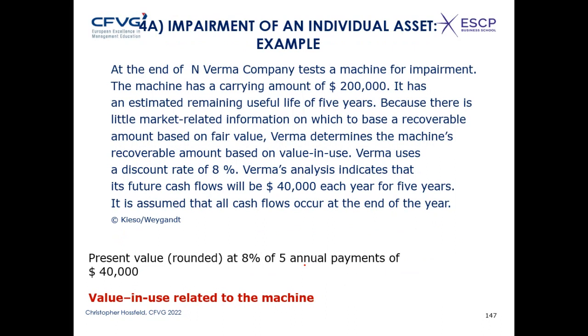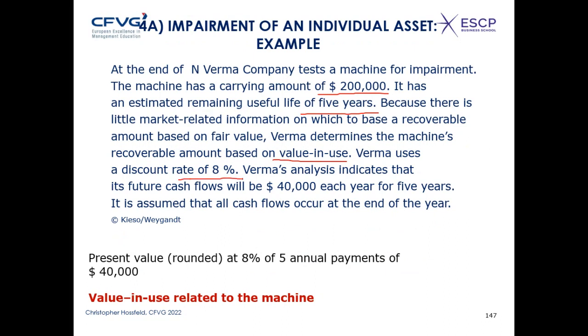At the end of N, Verma company tests the machine for impairment. The machine has a carrying amount, a book value, of 200,000. It has an estimated remaining useful life of 5 years. Because there's little market-related information on which to base a recoverable amount based on fair value, we only calculate the value in use here.